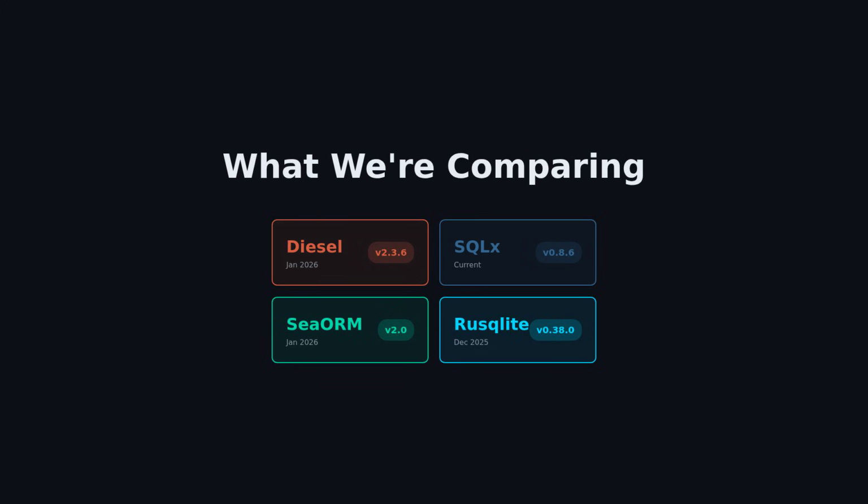The Async SQL Toolkit with Compile Time Verification. SeaORM version 2.0, released January 2026. The Async First, Dynamic ORM. And Rusqlite version 0.38.0, released December 2025. The Ergonomic SQLite wrapper. Let us dive in, starting with Diesel.